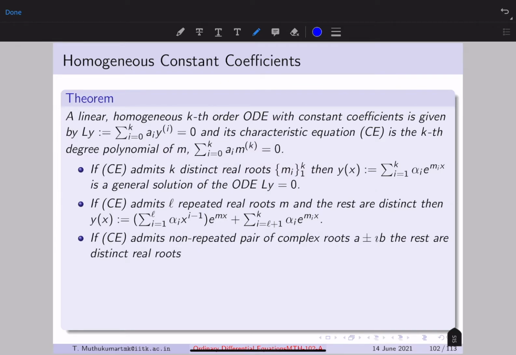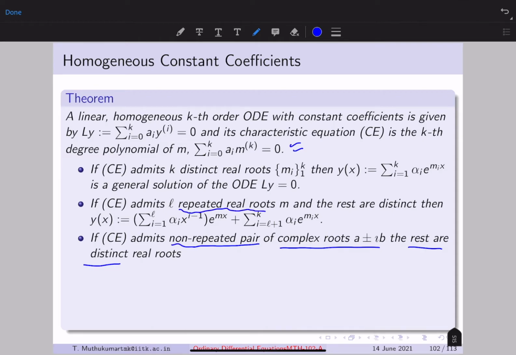Now what about a non-repeated pair of complex roots, right? So you have seen that algebraic equations can also have complex roots. So you can have situations where in this algebraic equation you have complex roots, and you know that complex roots appear in pairs, right? So when you have non-repeated pairs of complex roots, some of them could be non-repeated pairs of complex roots, and some of them could be distinct or repeated real roots, right?